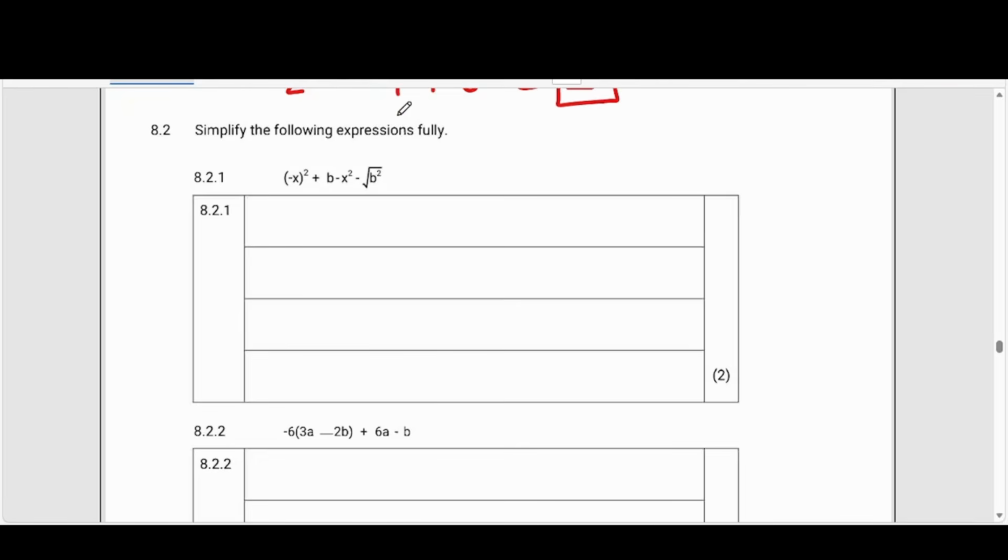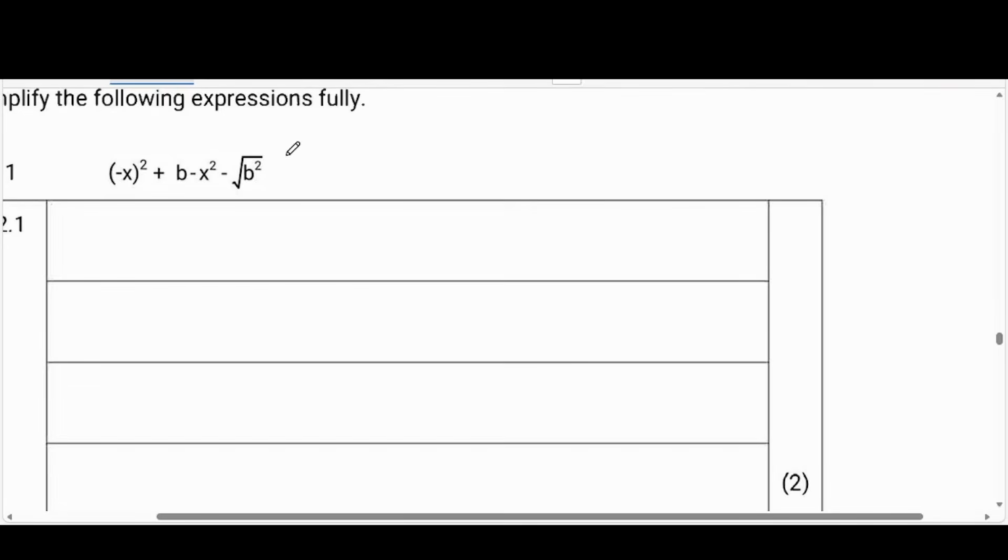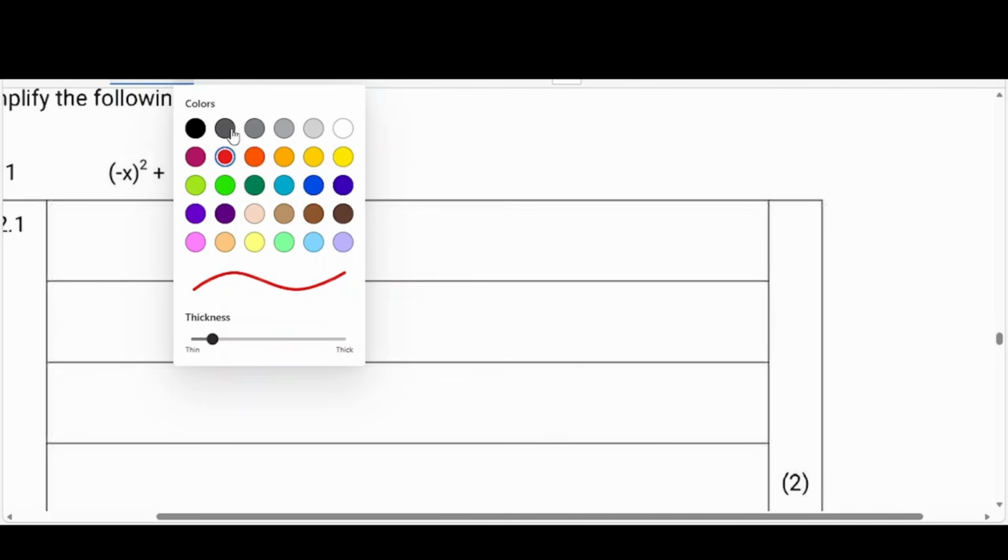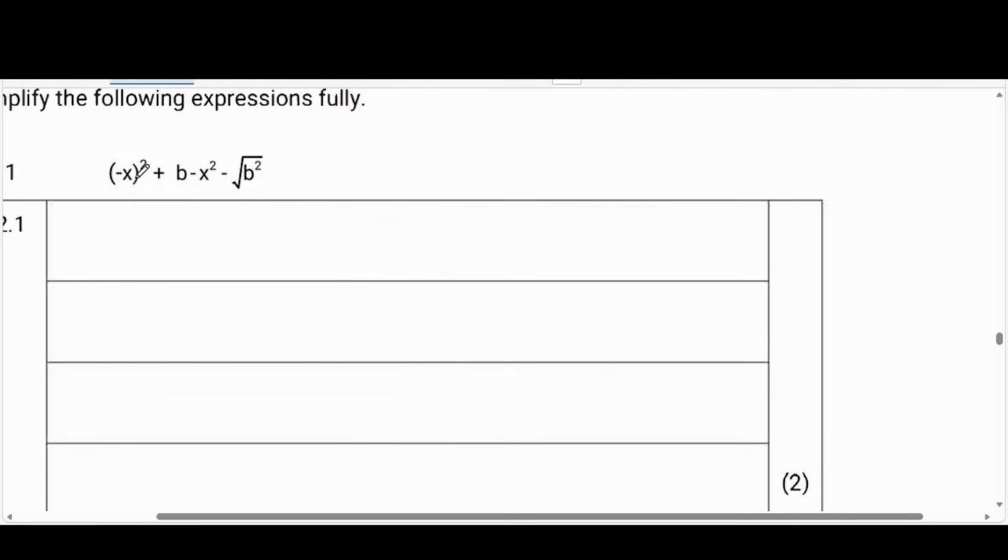Simplify the following expressions fully. Okay, let's have a go. So minus x squared, if you have it like that, we're squaring the negative sign, so that is just going to be positive x squared. Plus b minus x squared minus the square root of b squared. So the square root and the square cancel. So that's going to be minus b.